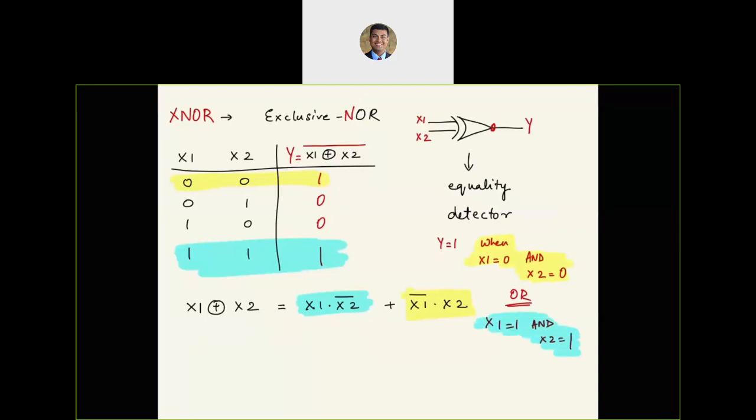The last thing, let's adjust the logic expression. I have a bar over this because it's exclusive NOR. I'm going to have a bar on both and a bar on none. The first one corresponds to yellow and the next one corresponds to blue. So that's your equality detector, or the exclusive NOR gate. Truth table, symbol, logic expression.